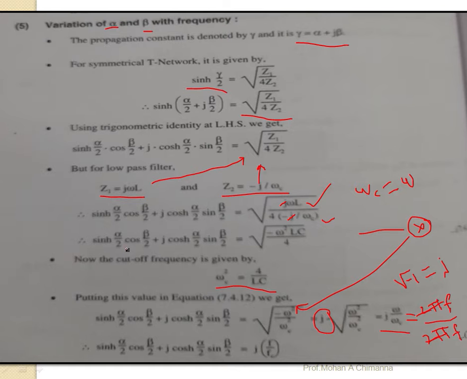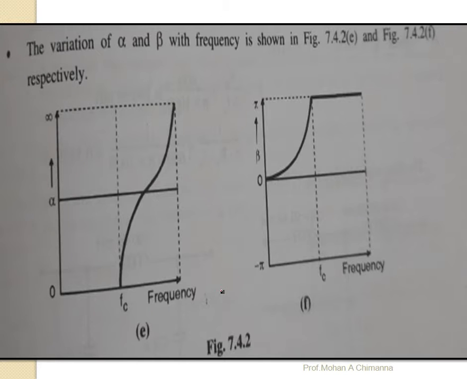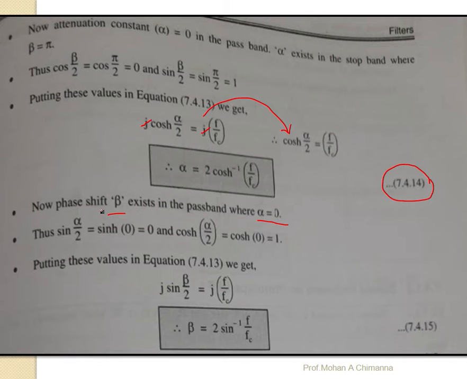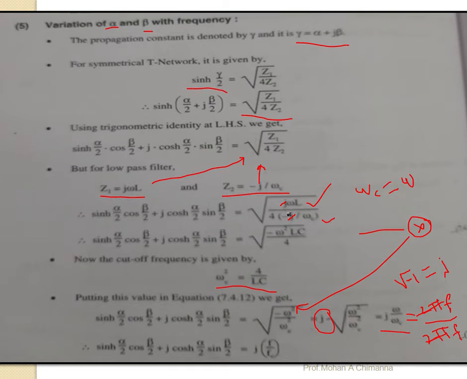Now the phase shift beta exists in the passband where alpha is equal to 0. So sinh(alpha/2) is equal to sinh of 0 which is equal to 0, and cosh(alpha/2) means cosh of 0 which is equal to 1. Putting this value in equation number 7.13.